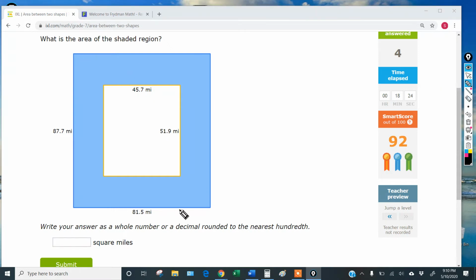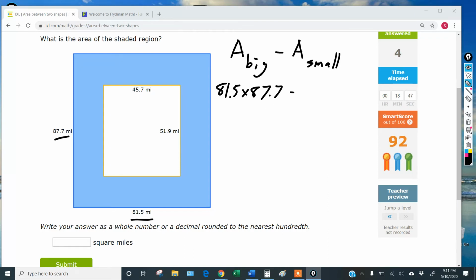So again, this is a rectangle. So the area for a rectangle is very simple. We're just going to multiply the length by the height. So the area of the big rectangle is going to be 81.5 times 87.7 minus the area of the small rectangle, which is going to be 51.9 times 45.7. Oops, clicked on the wrong thing.